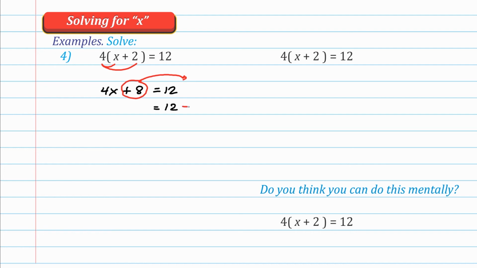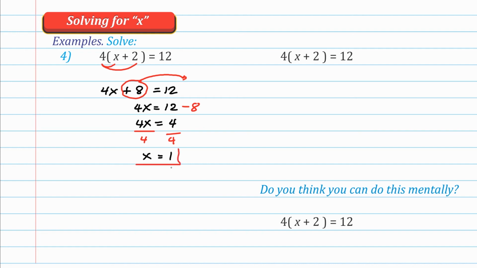Reverse its sign, it becomes minus 8. And on the left side, we only have 4x. Simplifying the right side, we have 12 minus 8 is 4. This is 4x. We isolate x by counteracting its multiplication by 4. To do that, we divide by 4 and divide by 4. We cancel 4, we end up with x, and it's equal to 1.